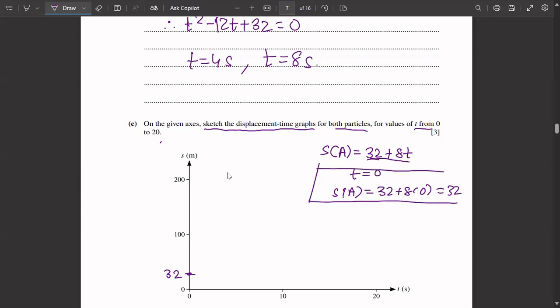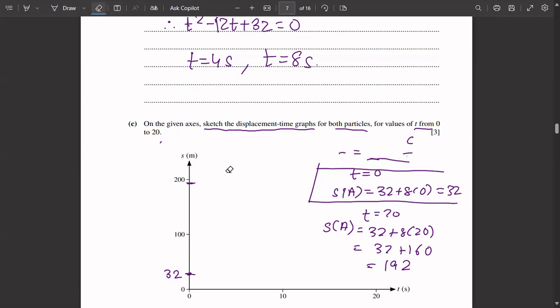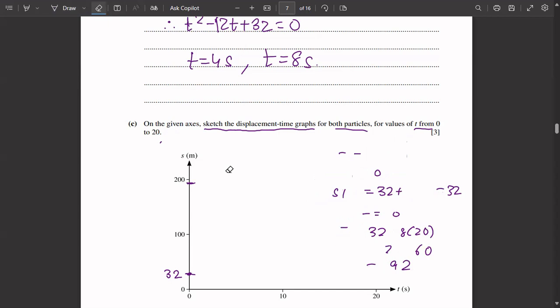Similarly, this is nothing but an equation of a straight line, ax plus b. So this will be a straight line and it will end at 20. So displacement of A at t equals 20 will be 32 plus 8 into 20. So 32 plus 160, which is 192. So 192 will be somewhere here. So let me erase everything. This is so time consuming. 192.